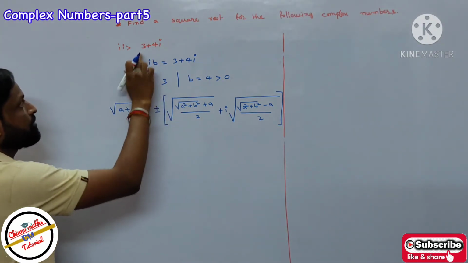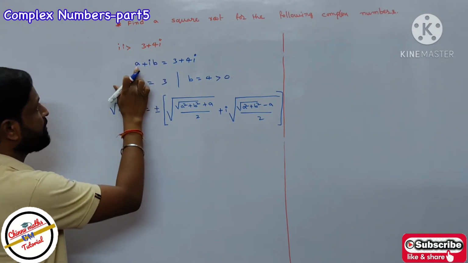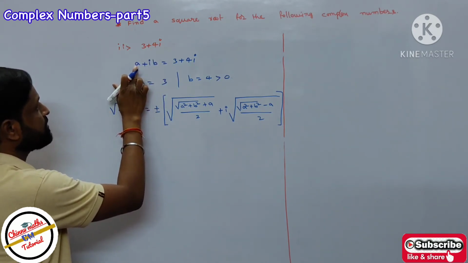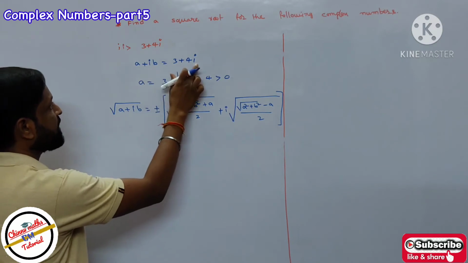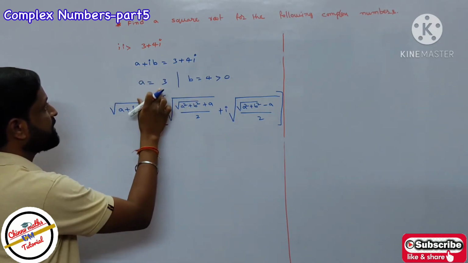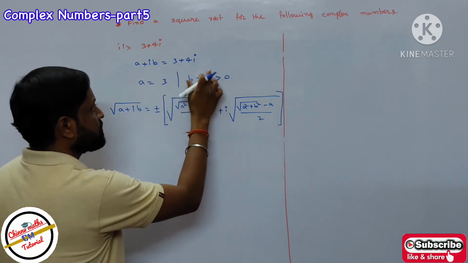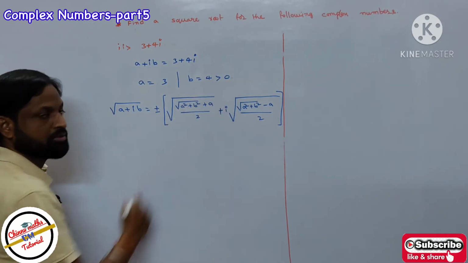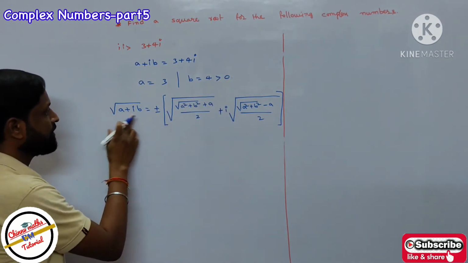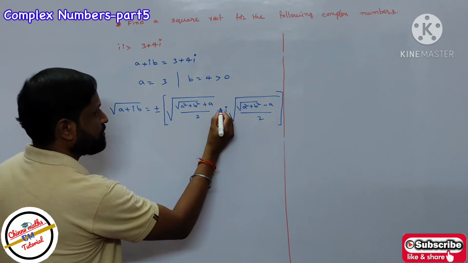Find the square root of the complex number 3 plus 4i. Comparing to the general complex number a plus ib equal to 3 plus 4i, the real part a equals 3, the imaginary part b equals 4. So b is a positive value, greater than 0. Positive means the square root of a plus ib equals, here you have to write positive.